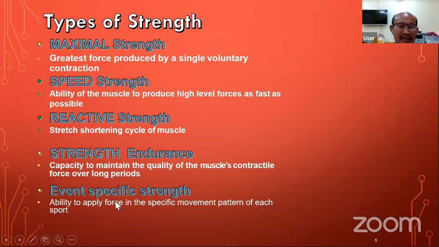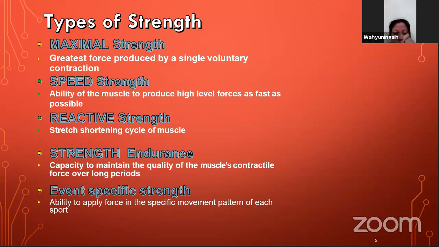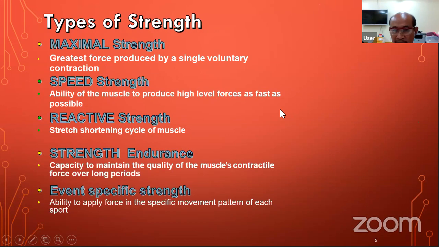Last but not least, event specific. Strength endurance means the capacity to maintain the quality of the muscle contractile force over a long period. If you want to train strength endurance, it means you have to train with less resistance but more repetitions. Last but not least, event-specific strength is the ability to apply force in the specific movement pattern of each sport. This is also very important for sport training. How to train this, we talk about later.